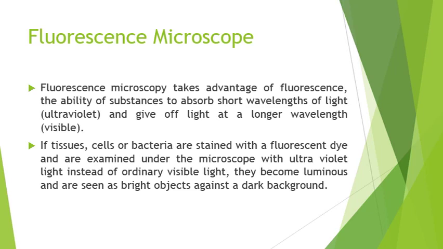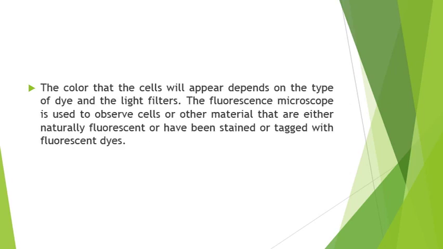So we can say that in this fluorescence microscopy, various fluorescent dyes are used which give the property of fluorescence to only a specific part of the cell, and hence it can be focused for study or for clear observation. As a result, the color that the cells will appear depends on the type of dye and the light filters. So the fluorescence microscope is used to observe cells or other materials that are either naturally fluorescent or have been stained or tagged with fluorescent dye.